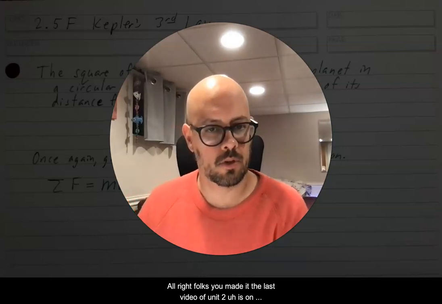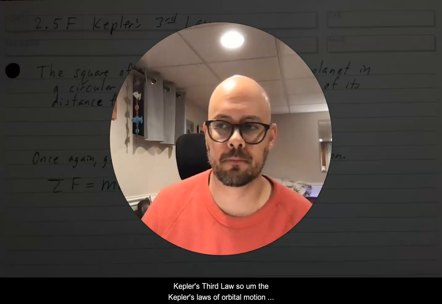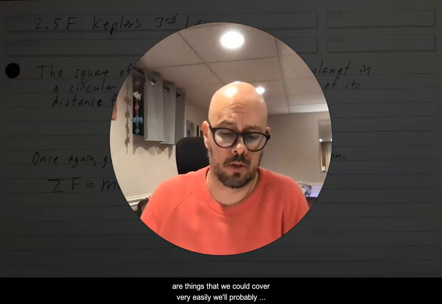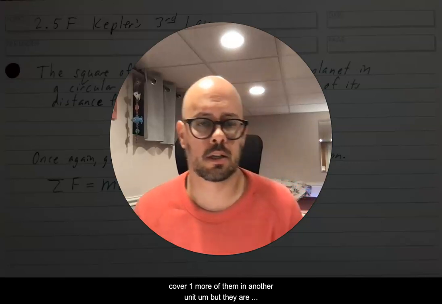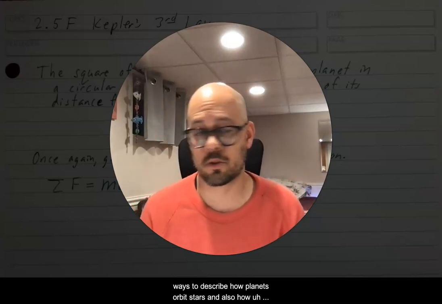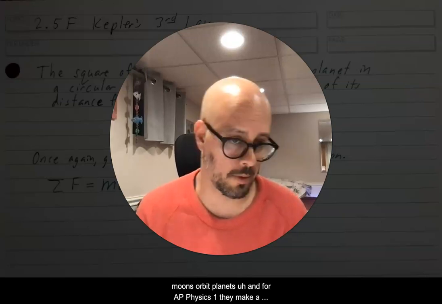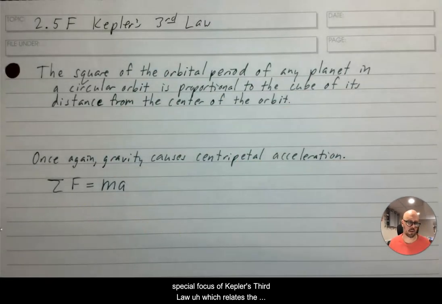The last video of Unit 2 is on Kepler's third law. Kepler's laws of orbital motion are things that we could cover very easily. We'll probably cover one more of them in another unit, but they are ways to describe how planets orbit stars and also how moons orbit planets. And for AP Physics 1, they make a special focus of Kepler's third law, which relates the orbital radius of a planet to its orbital period.